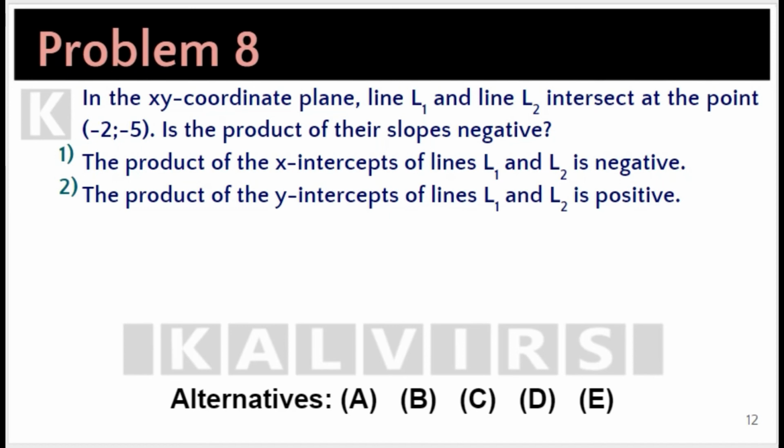In the xy coordinate plane, line 1 and line 2 intersect at the point (-2, -5). Is the product of the slopes negative? So first of all, according to the question stem, this is the coordinate plane, and we have two lines that intersect at this point, (-2, -5). So we want to know whether the product of their slopes is negative or not.